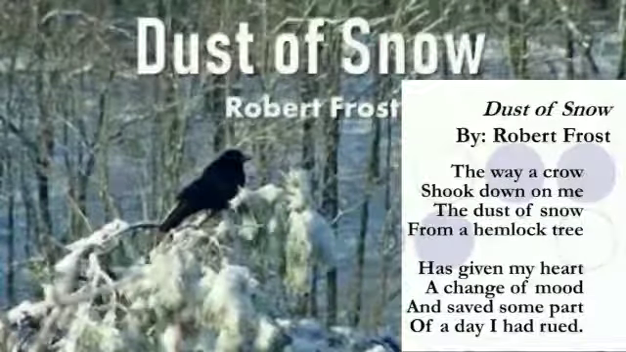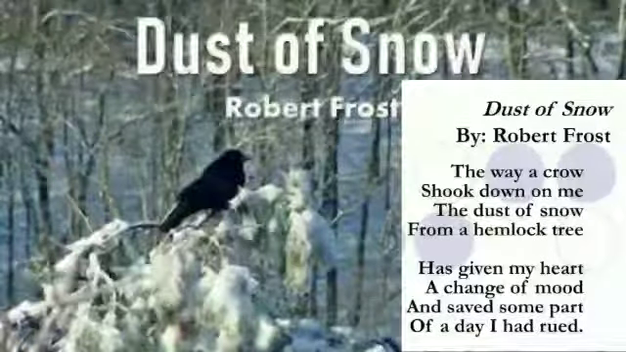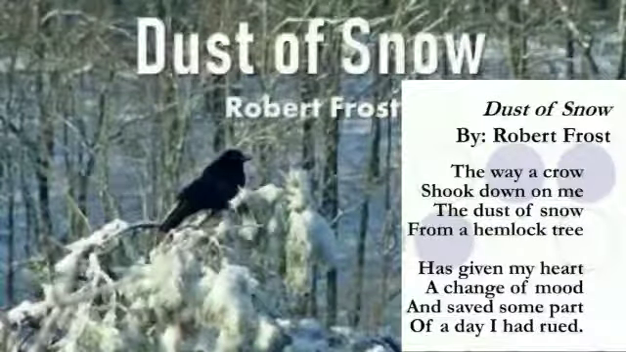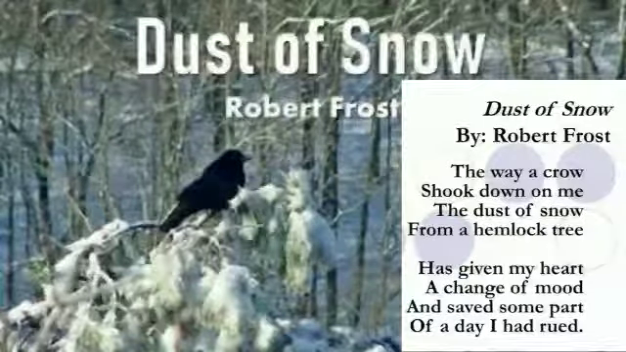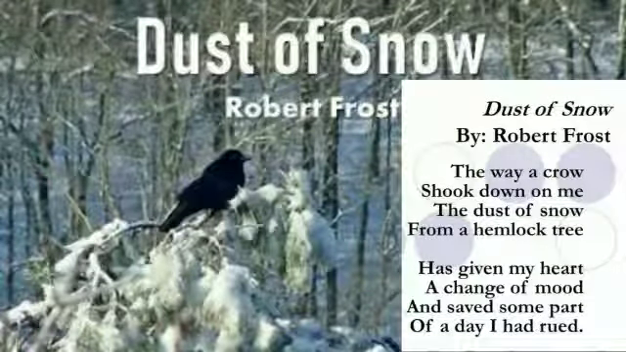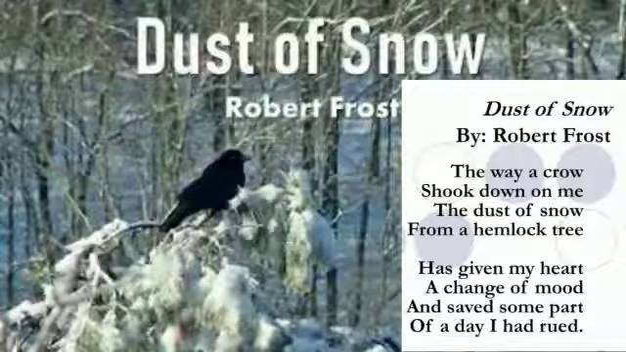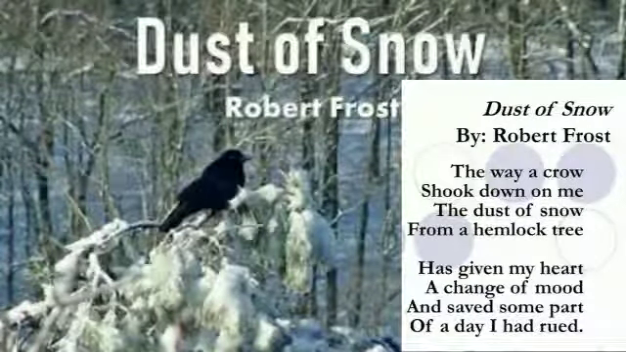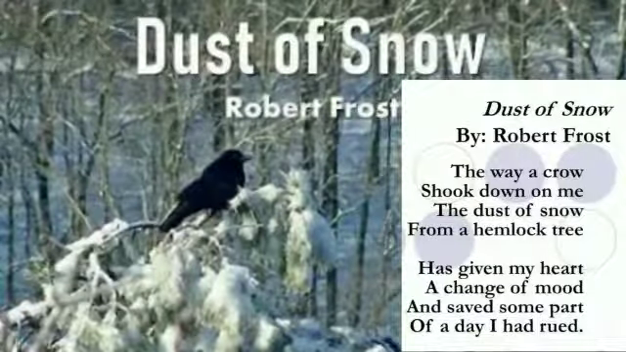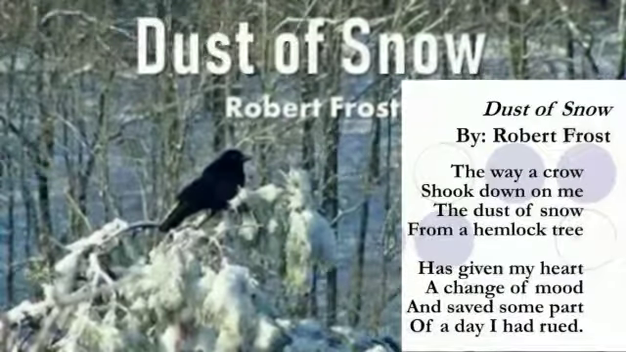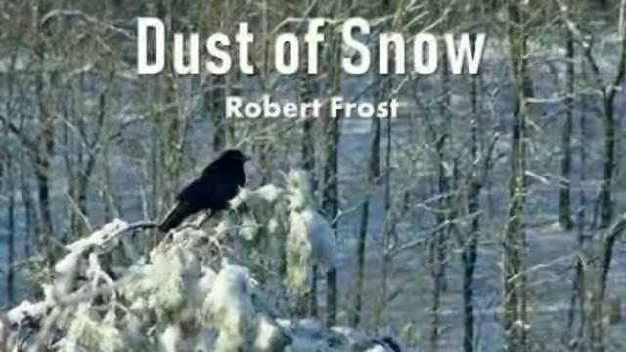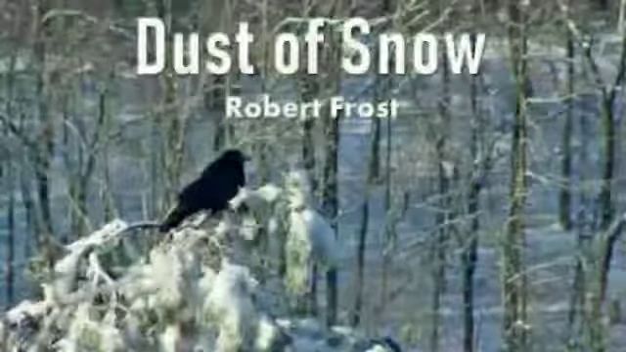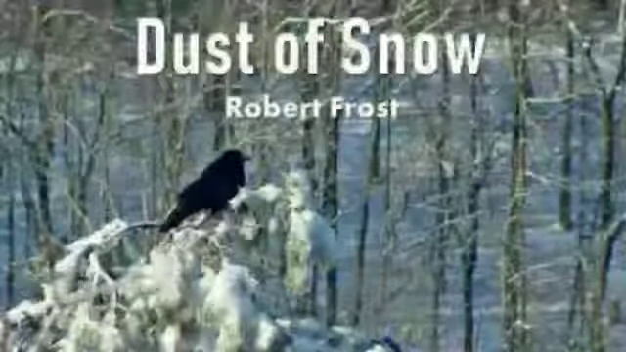If the crow did not fly or make any movement, the dust of snow would not have fallen on the poet. So the mood of the poet would not have changed, and he would have been sorrowful the whole day. Because of this happening, the poet saved his remaining part of the day and his mood became very good. We always think the crow is a symbol of bad omen, bad things, negativity, but here this crow has done very good things for the poet, as it saved the remaining part of his day and acted as a savior for the poet.